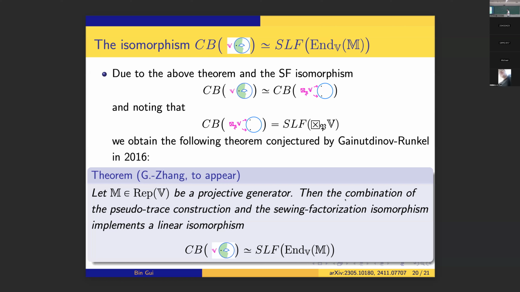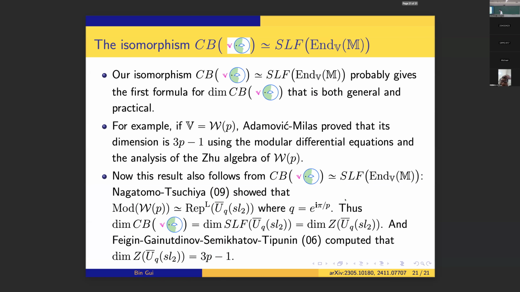And it turns out that this isomorphism is a... I feel that, to my knowledge, this is probably the first formula for computing the dimensions of torus conformal blocks that is both general and practical. First of all, it's clearly a general formula. It applies to arbitrary C2-cofinite VOAs, even not necessarily self-dual, because there are many important classes of C2-cofinite VOAs that are at least conjectured to be not necessarily self-dual, for example the triplet algebra and the W(2,3) algebra. And it is also useful.